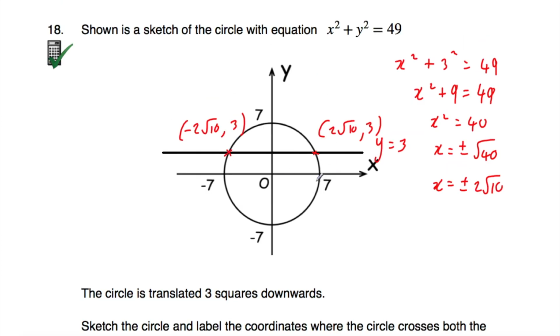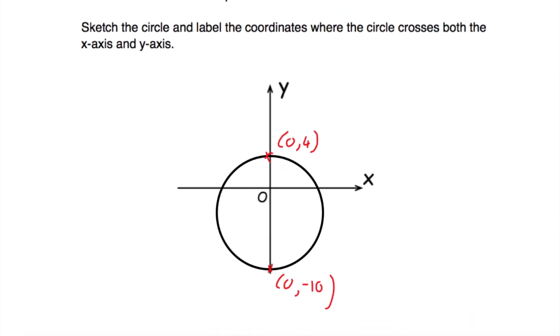And then if we translated it down 3 squares downwards, it would look like this. And then this point here where it crosses the x-axis would be negative 2 root 10, 0. And this point here would be 2 root 10, 0. And that's it. So we've sketched the circle after it's been translated 3 squares down. And we've found the coordinates of where that circle crosses the x-axis, here and here, and crosses the y-axis, here and here. And that's it.